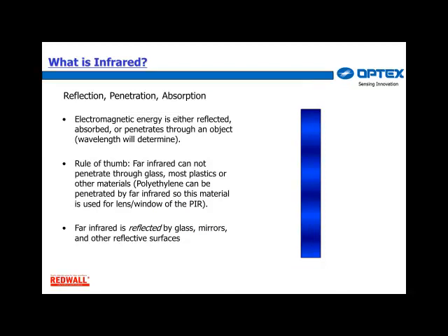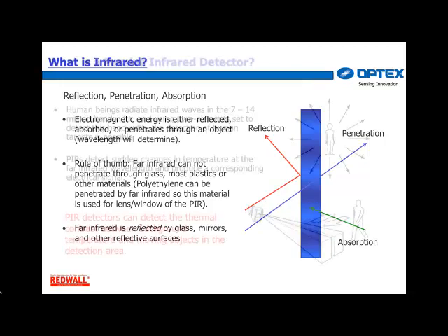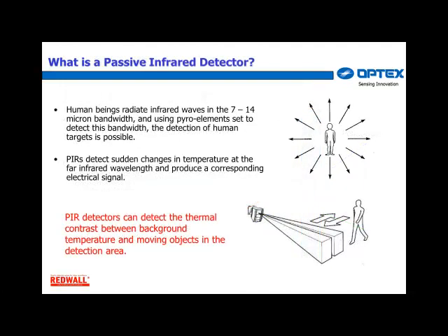Far infrared shares some of the characteristics of visible light. That is, it can be reflected, it can penetrate or be absorbed by an object. For far infrared, glass and most plastics tend to reflect. Polyethylene can be penetrated by far infrared, so this material is used in the Redwall SIP for the lens window of the device. Human beings radiate infrared waves in the 7 to 14 micron bandwidth. This is equivalent to 7,000 to 14,000 nanometers.